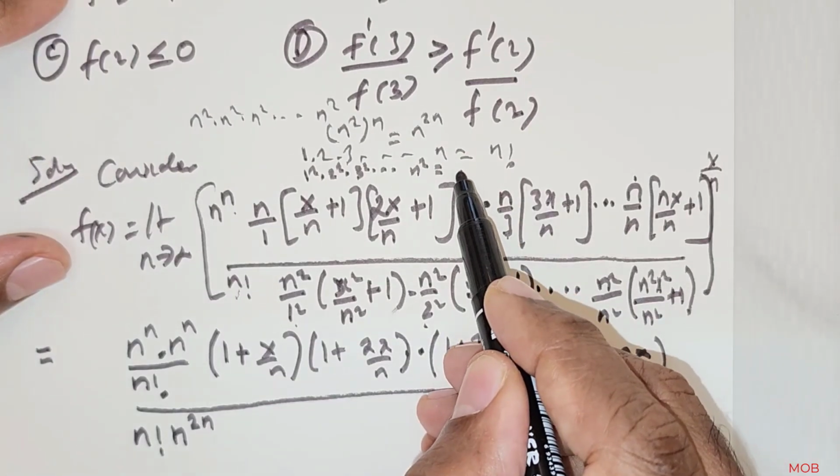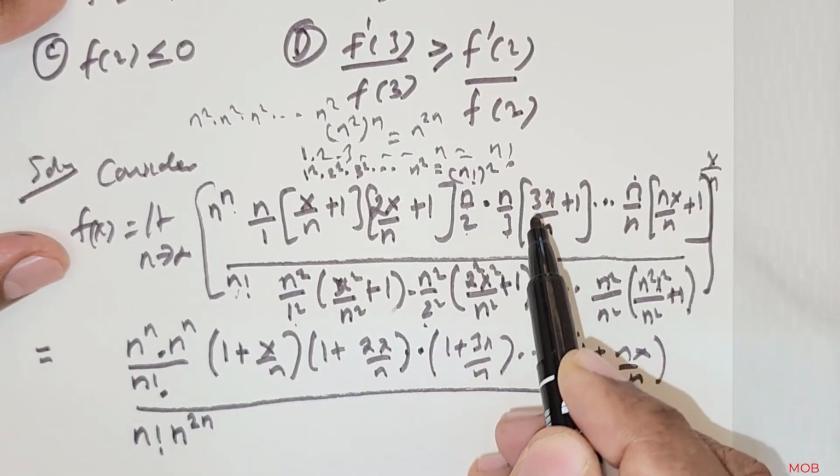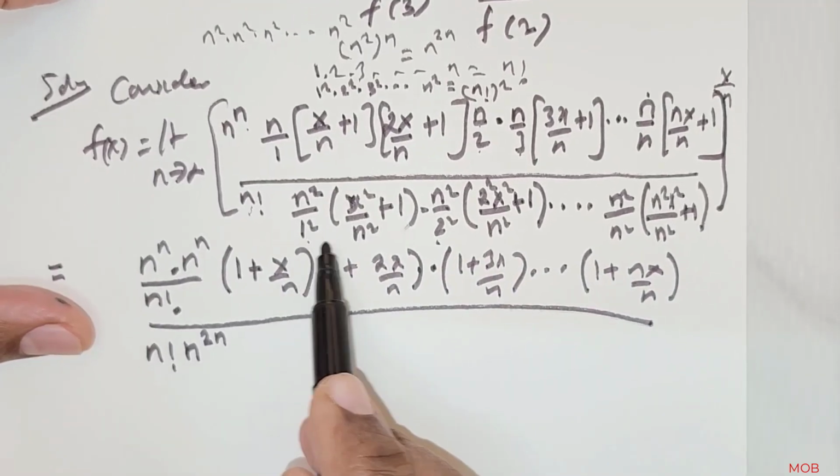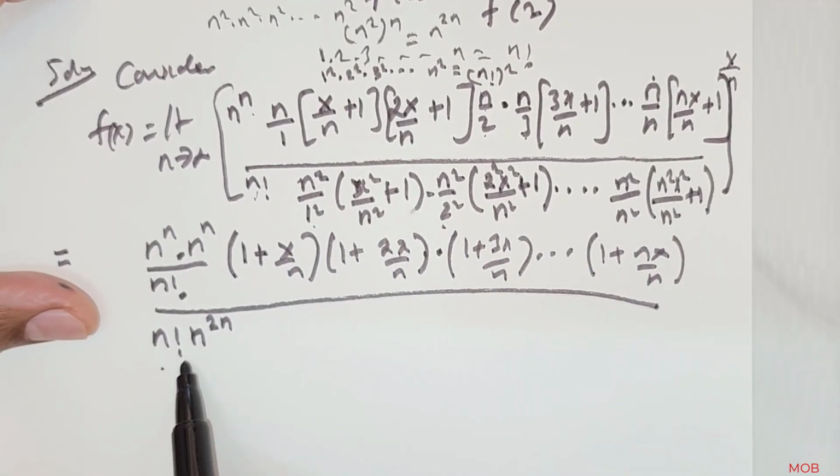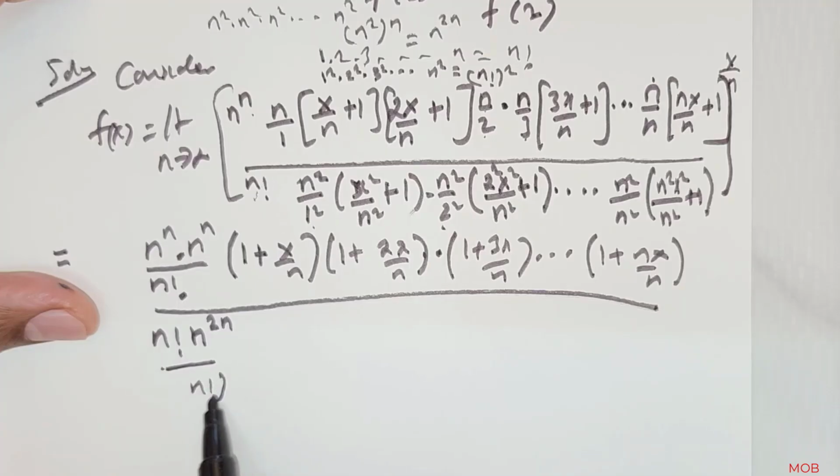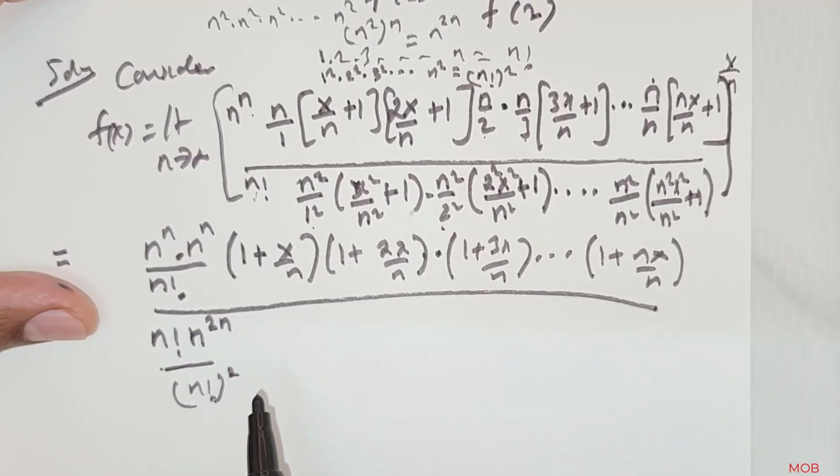So can I write this as n factorial raised to the power of 2? That's exactly what I'm going to do. So this is the quantity present in the denominator. So it's going to be n factorial raised to the power of 2.